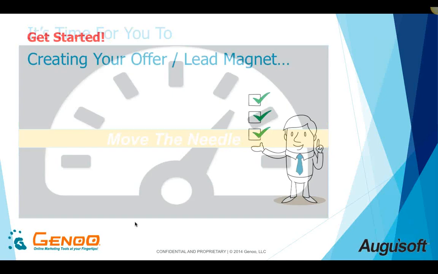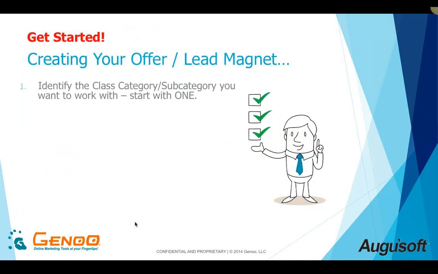So I've put it together. Create your offer and lead magnet. Do these things. Focus on this. Identify the class with the category or subcategory. Just identify one. Identify a category and subcategory that you want to address, make a difference in. Write it down, just real quick, off the top of your head. What's the area you want to make a difference in? Write it down.